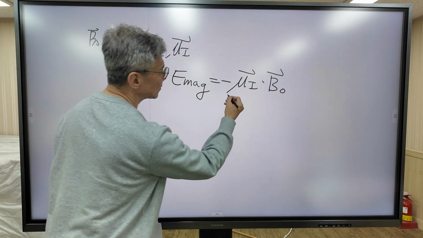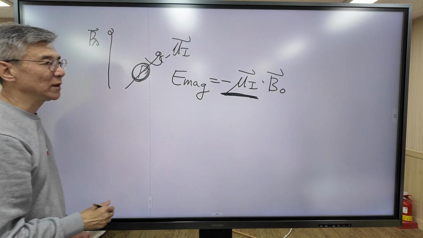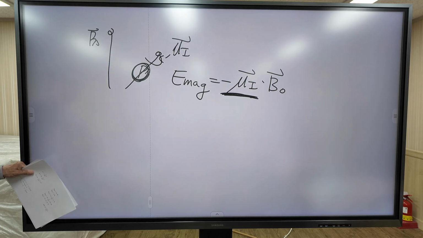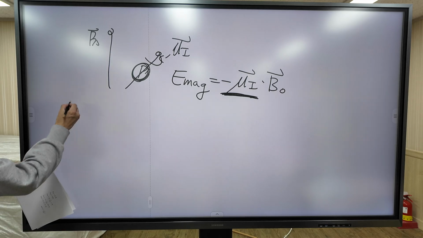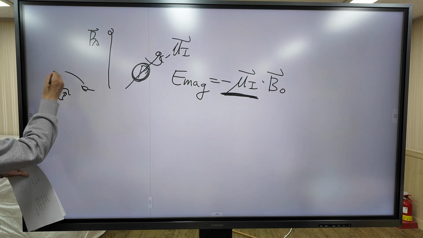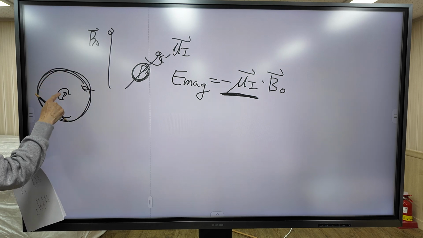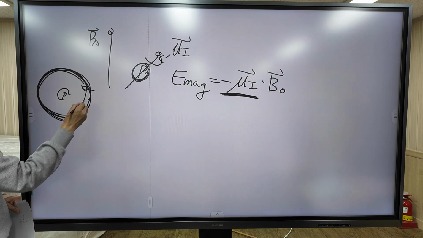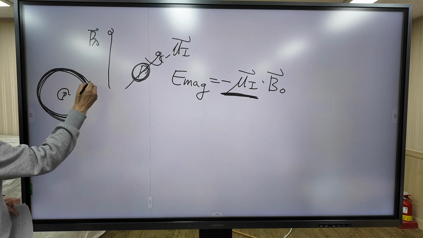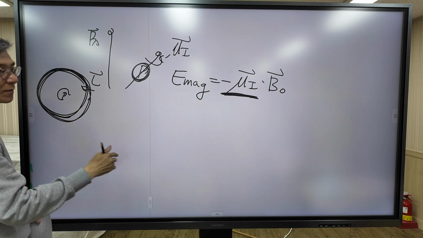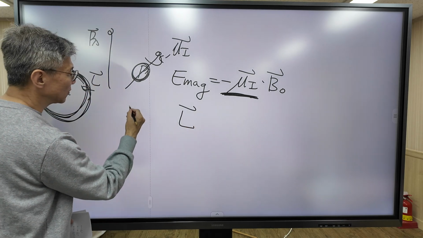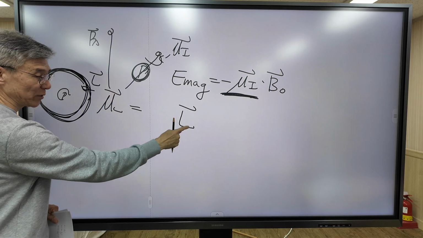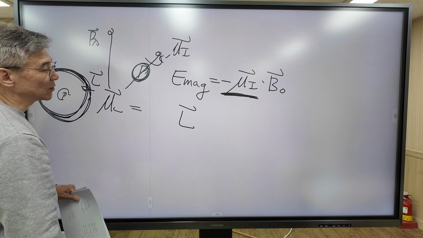Then how do you calculate this magnetic moment? Magnetic moment is generated by a spinning or rotating charged particle. So when a charged particle rotates about the nucleus, it has orbital angular momentum. Orbital angular momentum can also generate magnetic moment. This is orbital angular momentum.